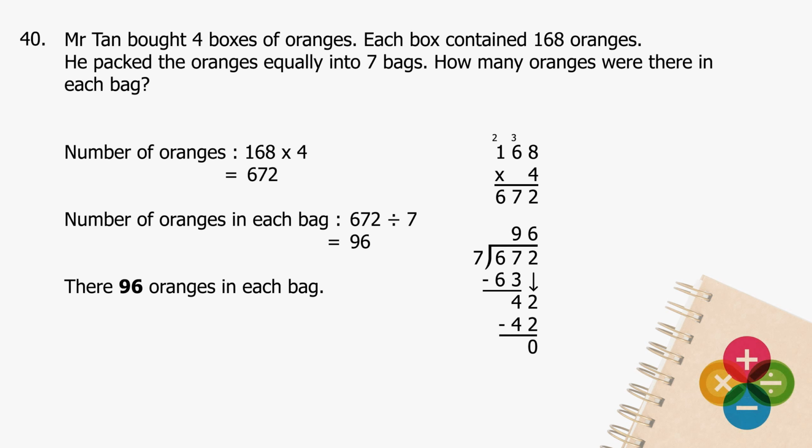The number of oranges will be: multiply 168 by 4, and the product is 672. The number of oranges in each bag will be: divide 672 by 7, and the quotient is 96. There are 96 oranges in each bag.